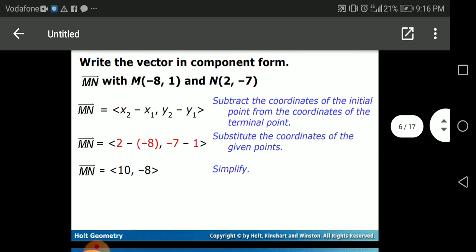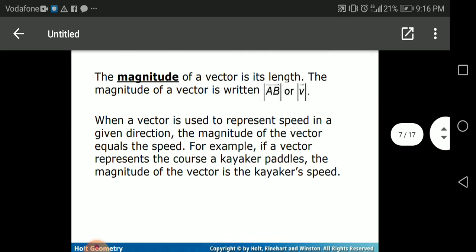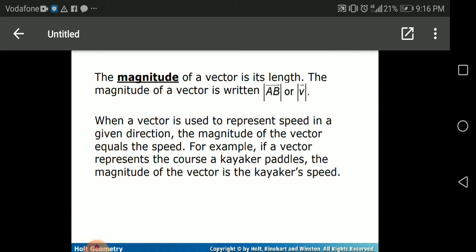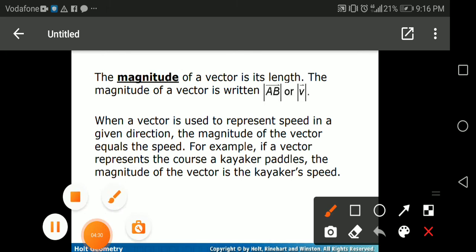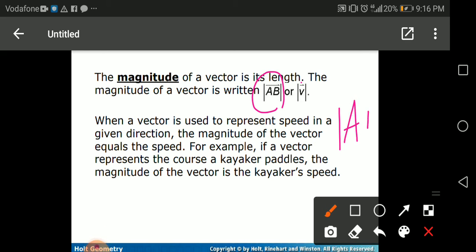Very easy. Okay guys, we have here the magnitude. What's the magnitude? It's the same as the length of a vector. So the magnitude of a vector is written as you see here.